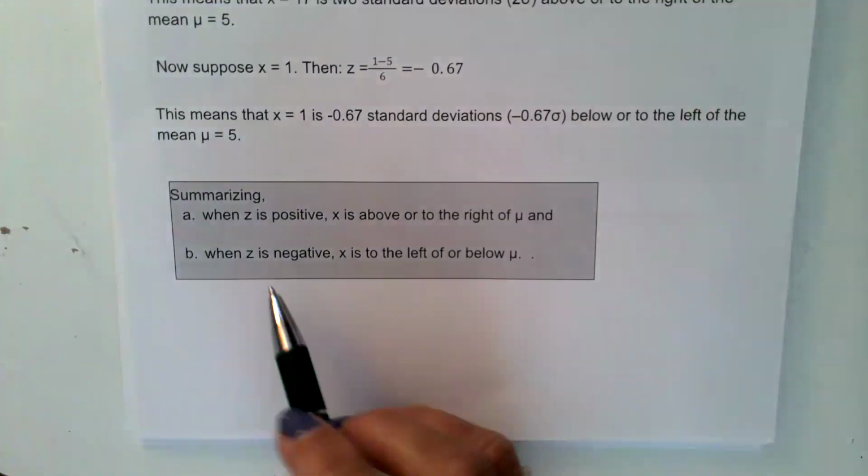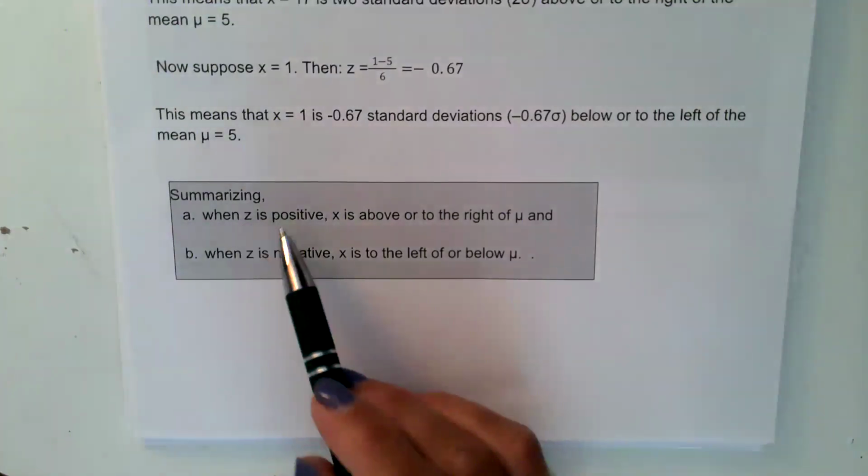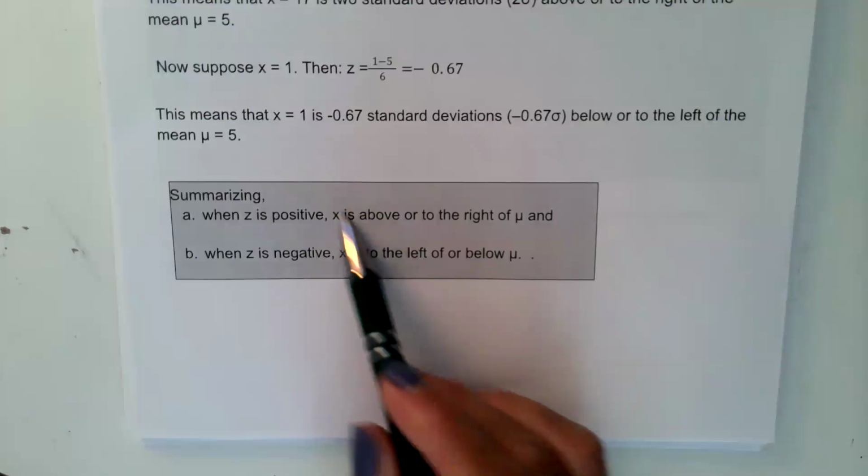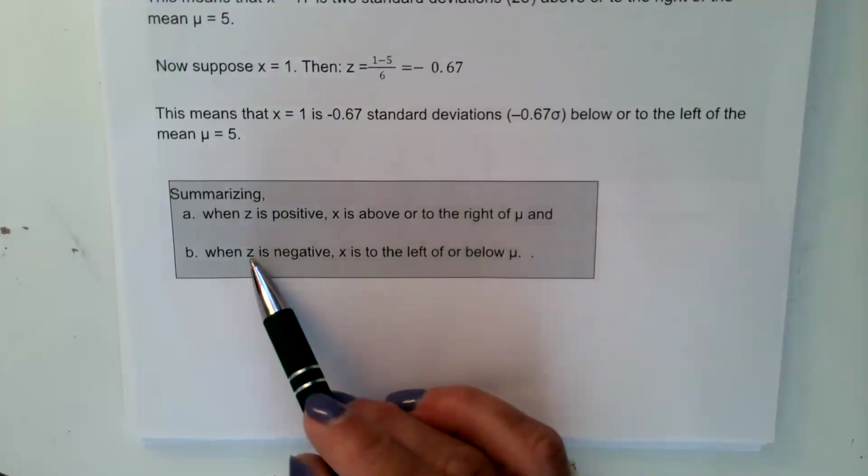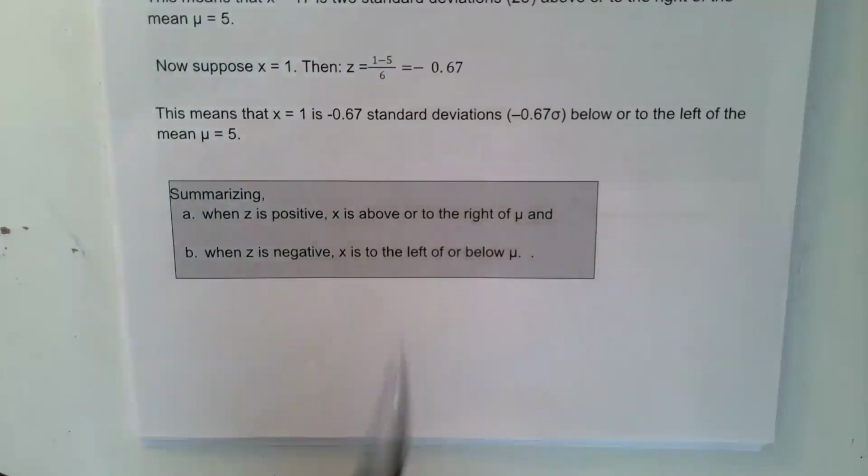Just reminding ourselves that when z is positive, it means that the x value is above the mean. And when the z-score is negative, it tells us that the value is below the mean.